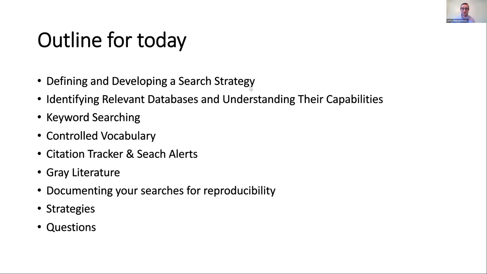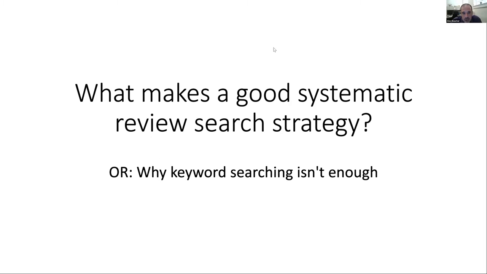So I'm going to turn it over to Alex to ask what makes a good systematic review search strategy. All right, great. So yes, I am going to talk a little bit about developing a search strategy for a systematic review. The subtitle, why keyword searching isn't enough, is really just meant to hint at the fact that we think a good systematic review search strategy incorporates multiple methods of searching for articles and data, whether those are published articles or even unpublished articles. So we will get into what makes a good systematic review search strategy.